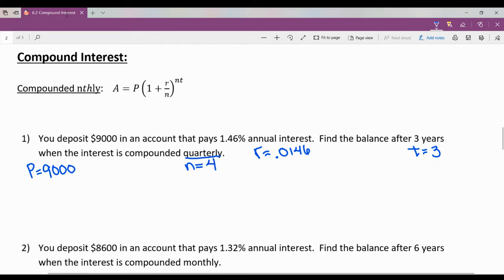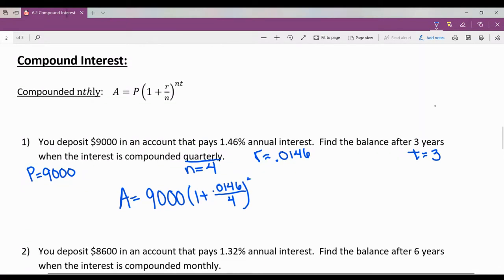All right, so let's go ahead and do the setup. My amount in my account is going to equal my P, my initial value, which is 9,000, times 1 plus my rate, which is 0.0146, divided by my N, which is 4. And then we're going to raise that to the N times T. So 4 times 3.